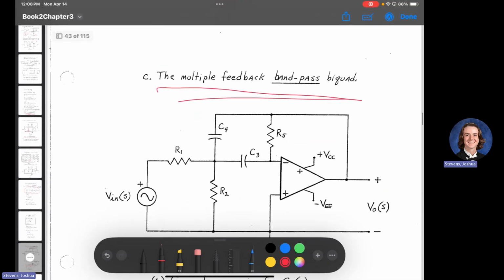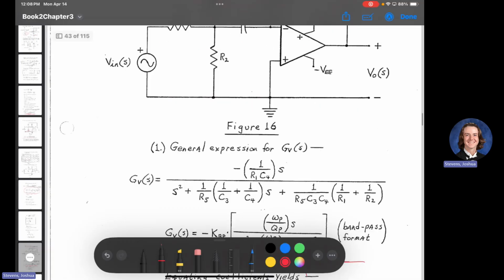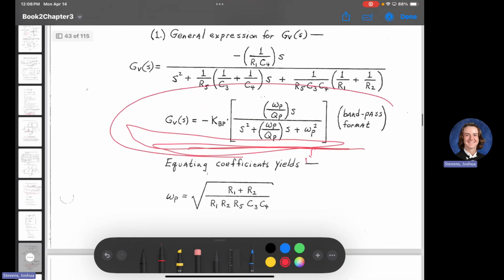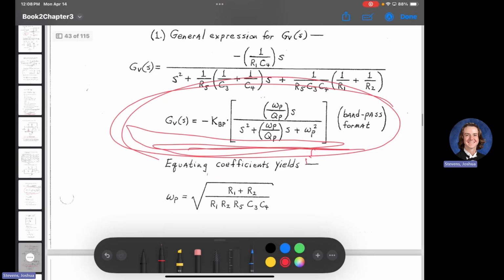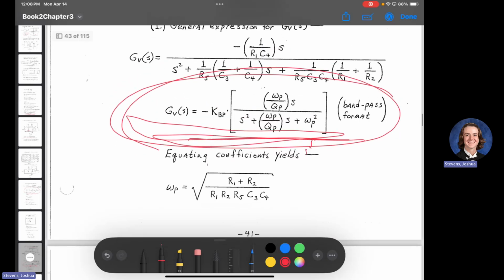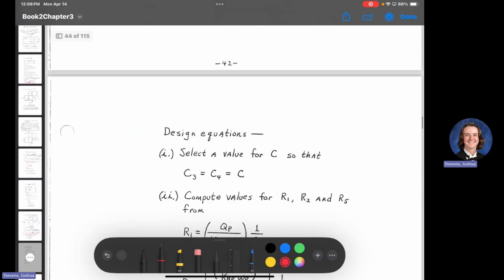Okay, now I'm going to go back. Now we have the multiple feedback band pass. And as you see here, band pass format. What's in the numerator? Yeah, exactly. So a singular power of S is going to give you a band pass format. And that's on page 43.